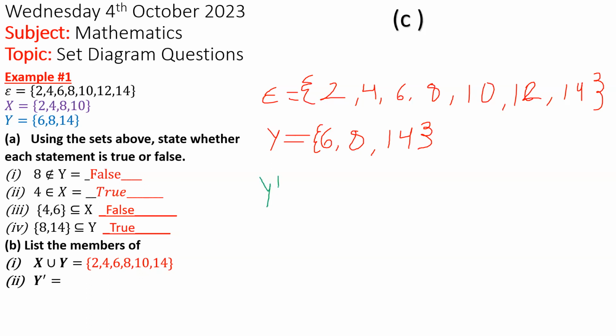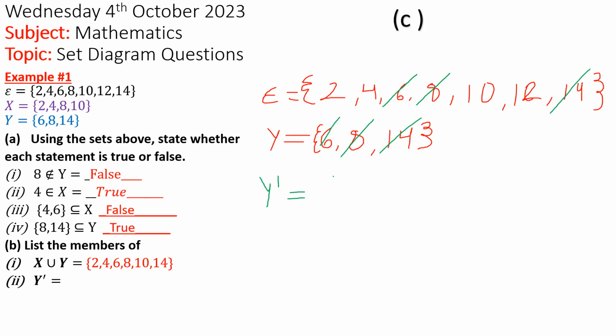So in order to get the elements of Y complement, all of the elements in Y, I'm going to remove them from the universal set. So I don't want the 6. What else don't I want? I don't want the 8. What else don't I want? I don't want the 14. Very good. Is that it? Only those 3? Yes, sir.